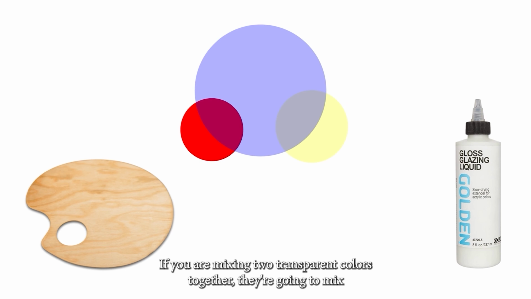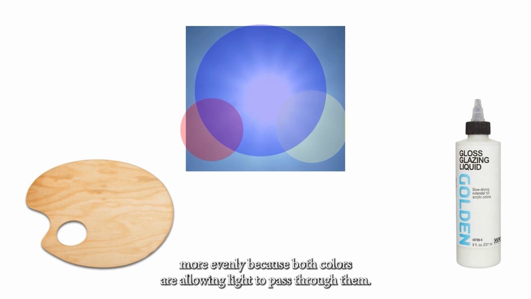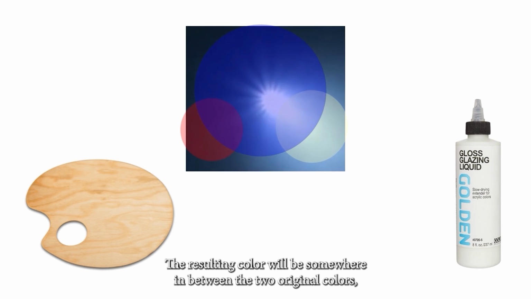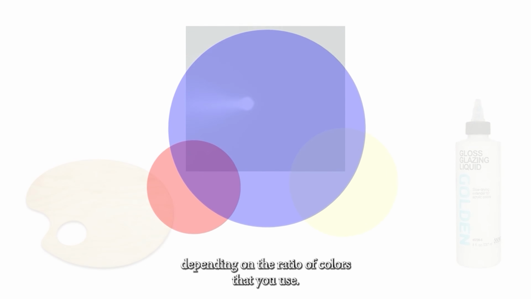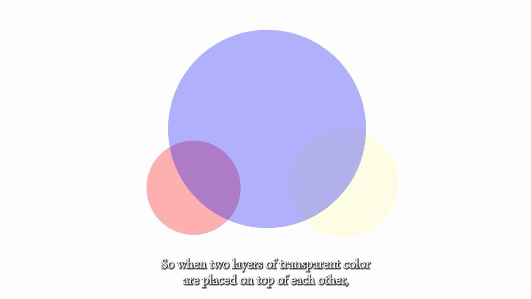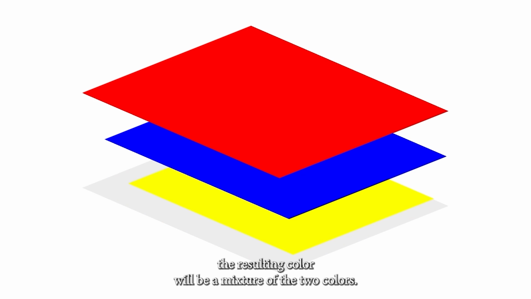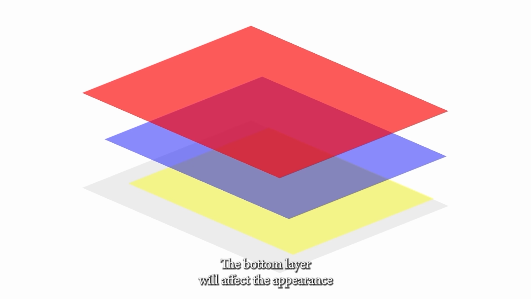If you are mixing two transparent colors together, they're going to mix more evenly because both colors are allowing light to pass through them. The resulting color will be somewhere in between the two original colors, depending on the ratio of colors that you use. So when two layers of transparent color are placed on top of each other, the resulting color will be a mixture of the two colors. The bottom layer will affect the appearance of the top layer and vice versa. And this is why it's important to consider the order in which you apply your colors when you're painting.